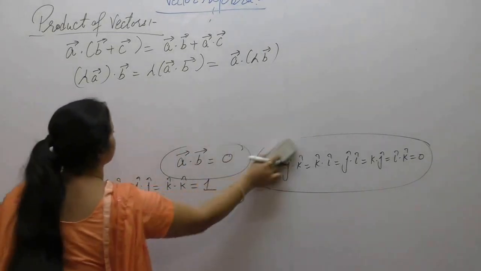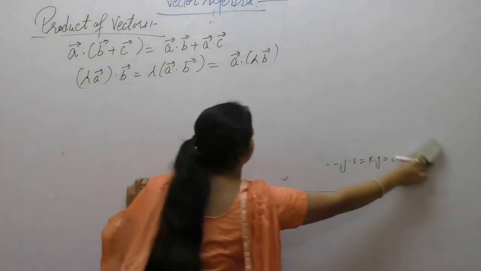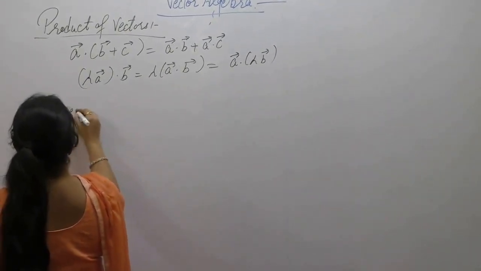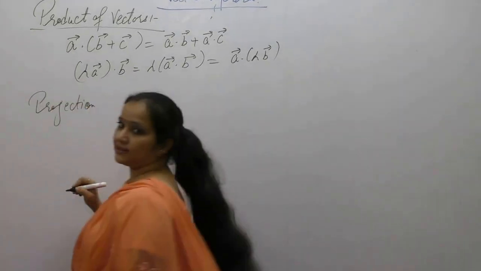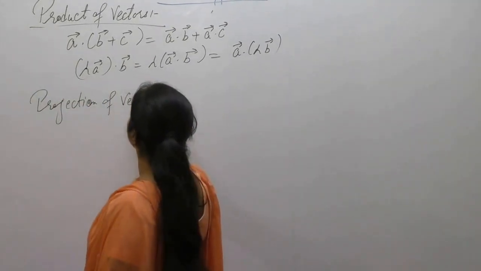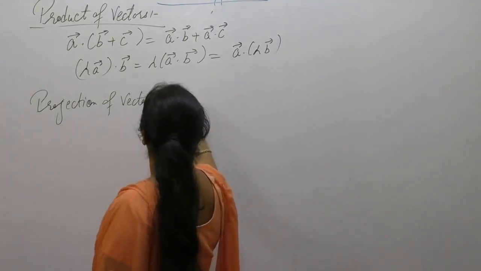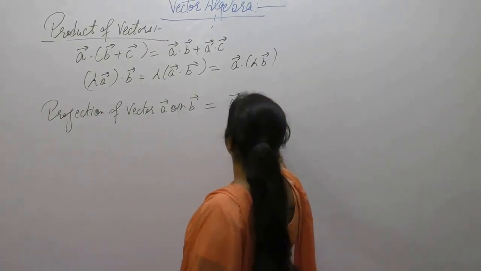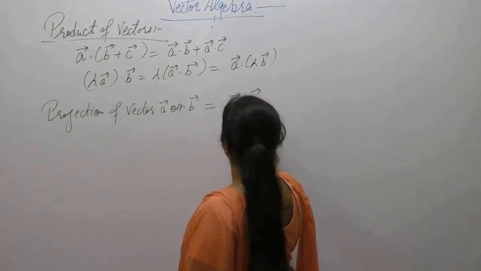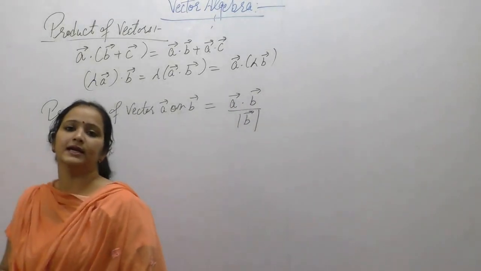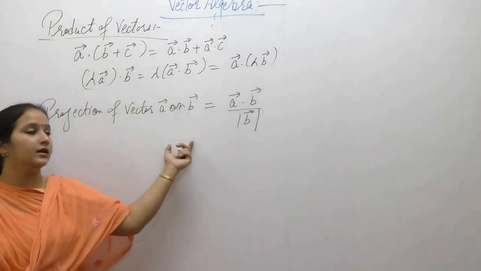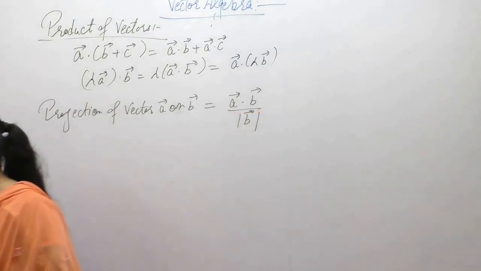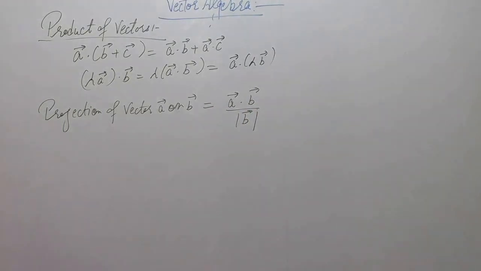Now next is projection of one vector on the other vector. A and B are two vectors, then the projection of vector A on vector B is equal to A vector dot B vector upon the magnitude of that vector on which the projection is taken. Projection of A vector on B vector is A vector dot B vector upon modulus of B vector.